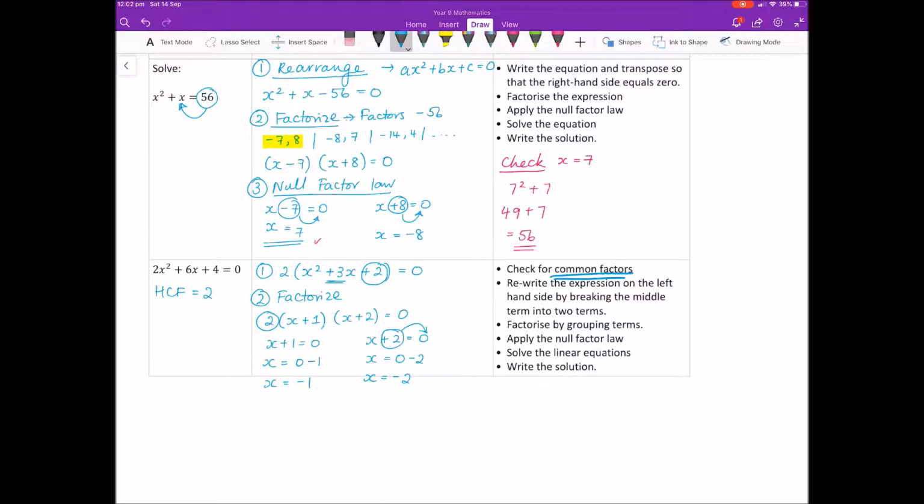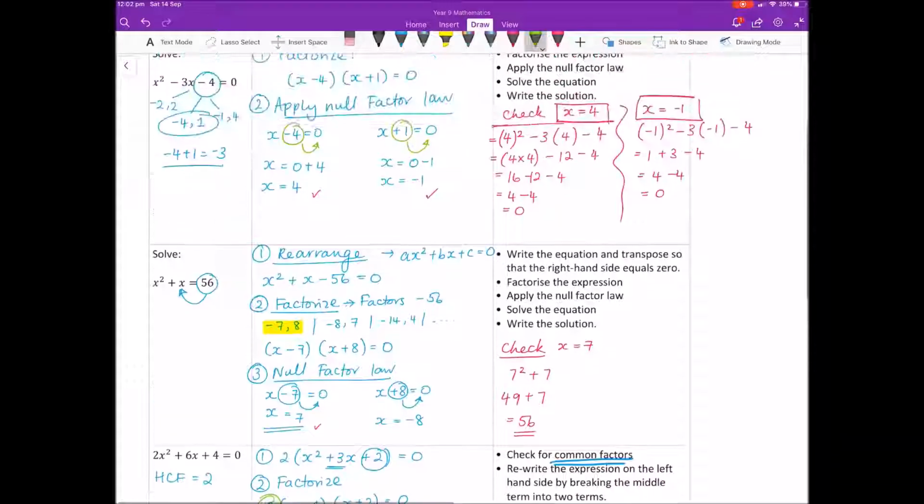I should probably not circle that in the same color. So this 2, I've technically divided this whole thing by 2, which means I'll divide that 0 by 2. Therefore, they would essentially cancel out, leaving me with an answer of just 0. So that's why, if you're wondering what's happened to the 2, that's essentially what's happened. And that's it for solving quadratic equations.